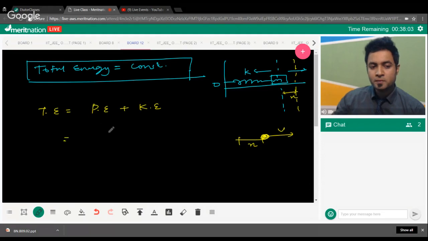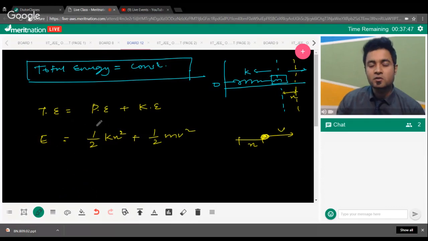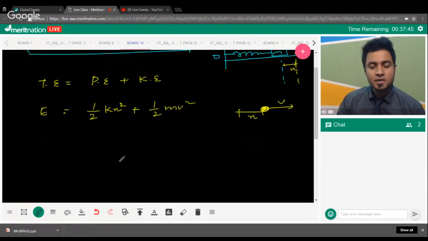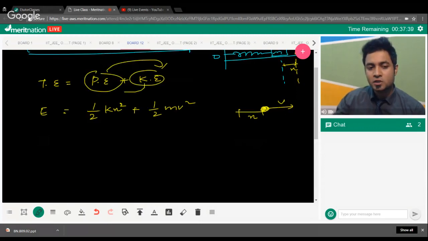So here, what would be the potential energy as it is being stretched by x amount? Half kx square, right? And kinetic energy is nothing but half mv square. This is the amount of total energy, and it has to be constant, because of conservation of energy, neither created nor destroyed, right? So it has to be transformed from one form to another. Like here, the potential is being converted into kinetic, and kinetic is being converted into potential. This is how the system is working.